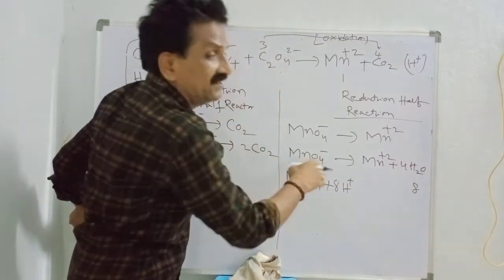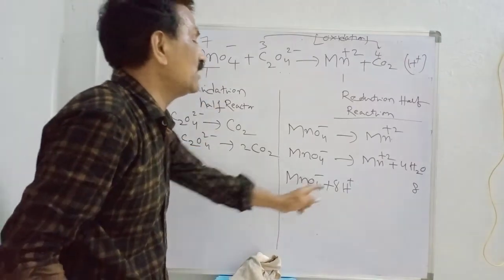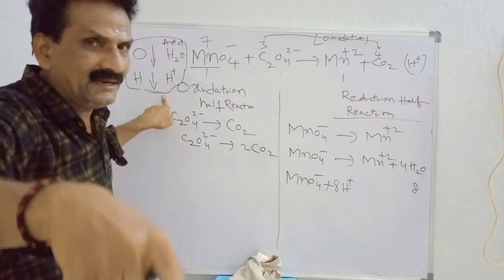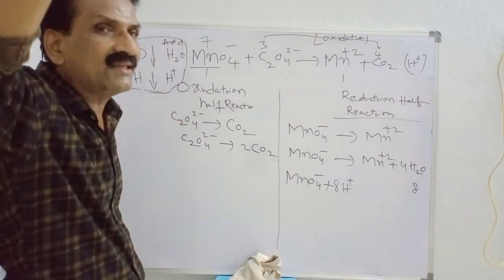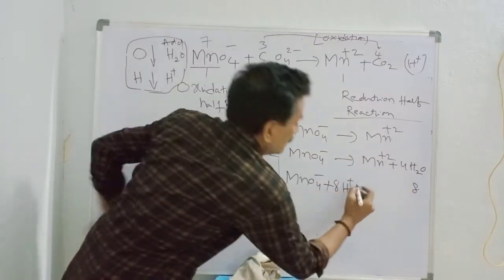In the left hand side, there are no hydrogens available. To compensate that, I have to add 8H plus. Where hydrogens are badly needed, where hydrogens are less, we have to add H plus. 8H, so 8H plus.